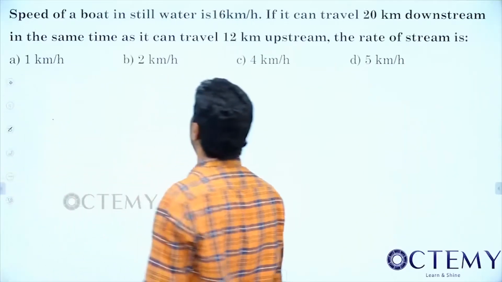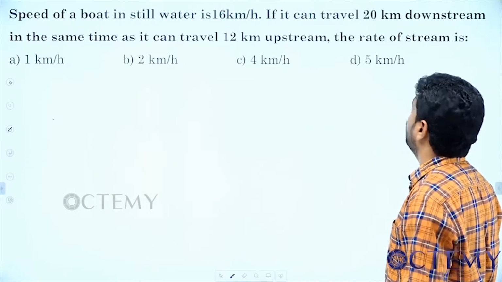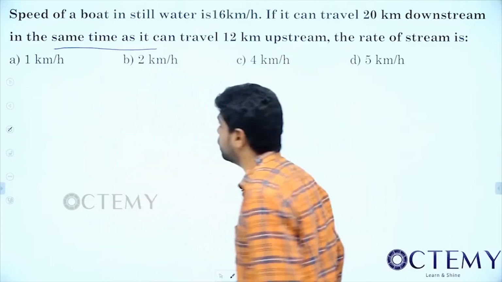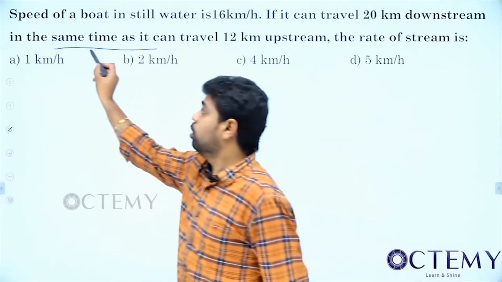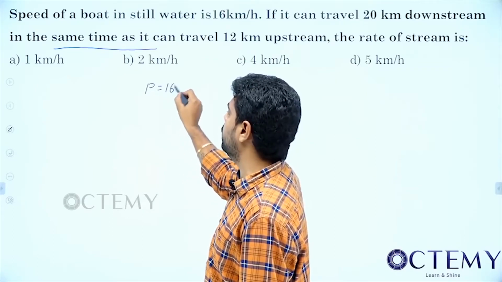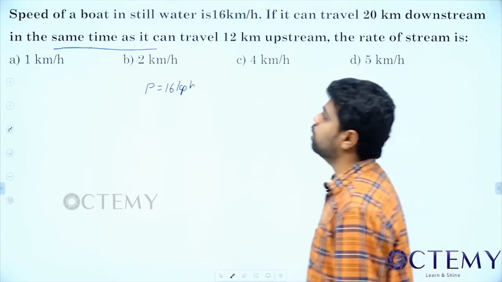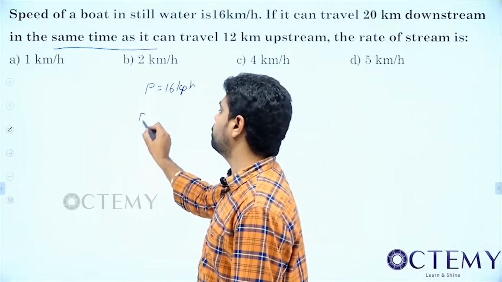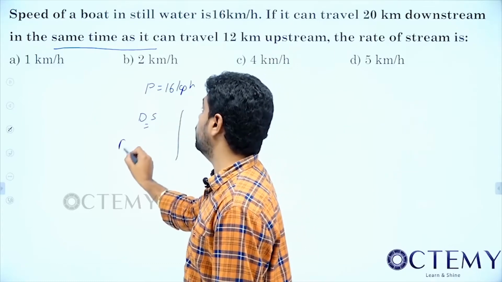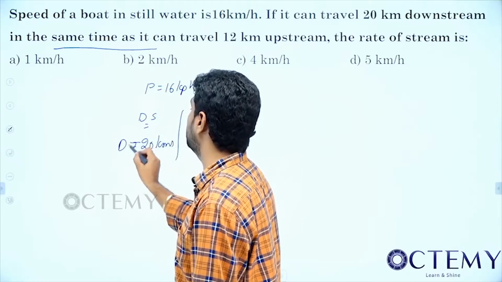Next, the speed of a boat in still water is 16 km per hour. If it can travel 20 kilometers downstream in the same time as it can travel 12 kilometers upstream. This is important. So P is 16 km per hour. If you take downstream and upstream, here the distance is 20 kilometers.